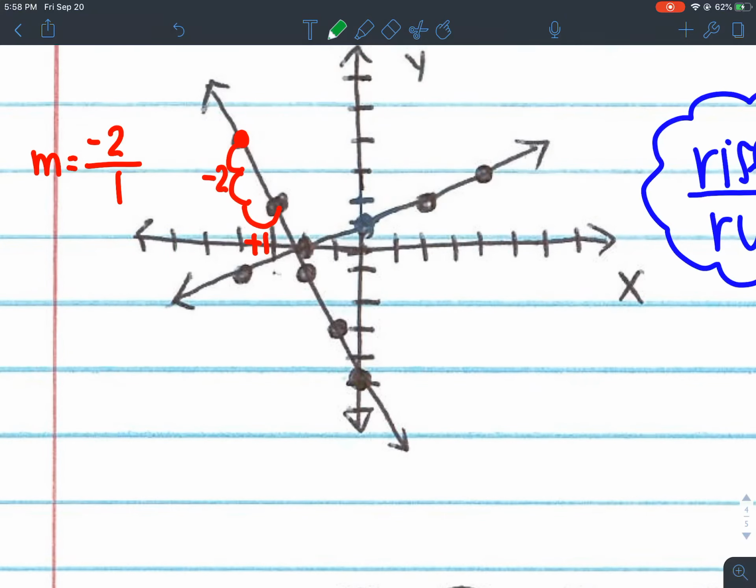And the other line I'm going to do in green, which is going to be this one, and I'm going to start in this point in the middle. Again, it does not matter what point you start at. So I'm going to go up 1, so plus 1 for my rise. So my slope is so far 1. And then I'm going to run positive 2, so 1 over 2.